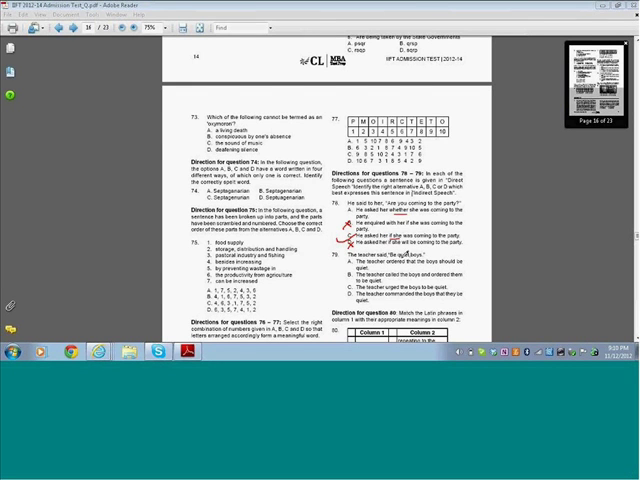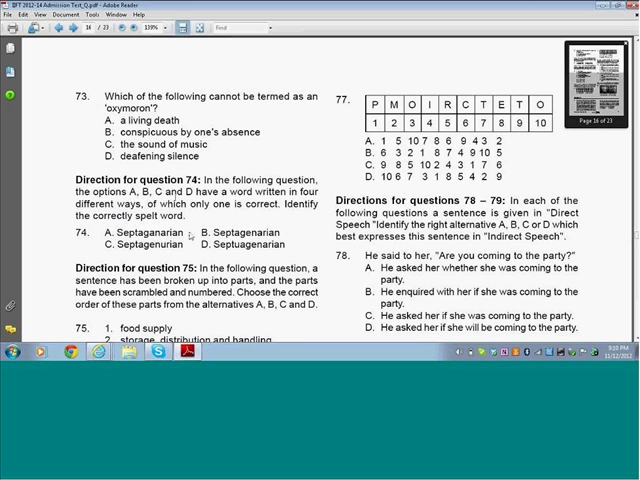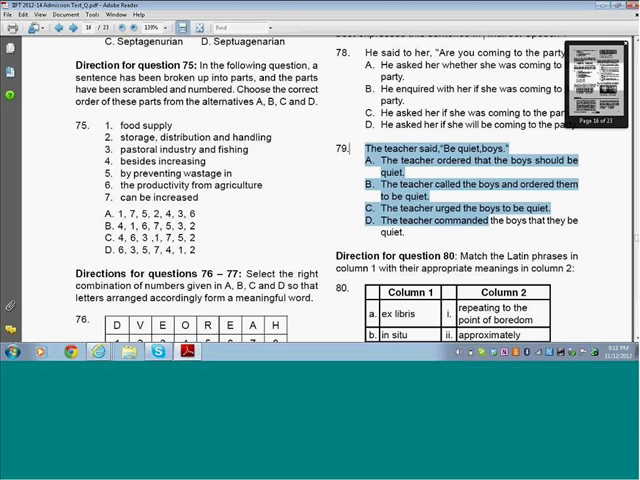Okay. Now, question number 79. When I look at this question, the teacher says "be quiet boys." This is slightly ambiguous as far as I'm concerned, because I don't know whether it is a request or an order. The teacher could be requesting the students. So from my point of view, B and C could both be correct. The teacher urged, in the request kind of a thing. The teacher called the boys and ordered them to be quiet. This is the other thing.